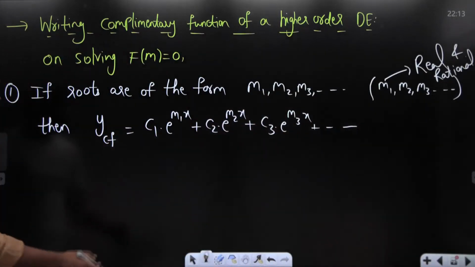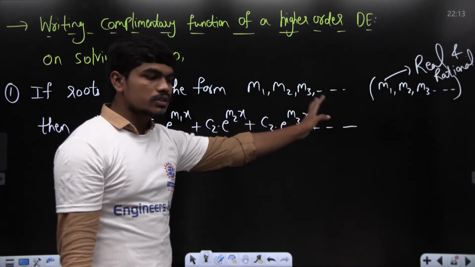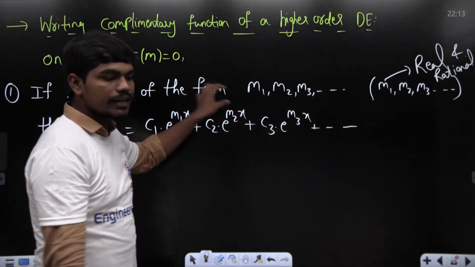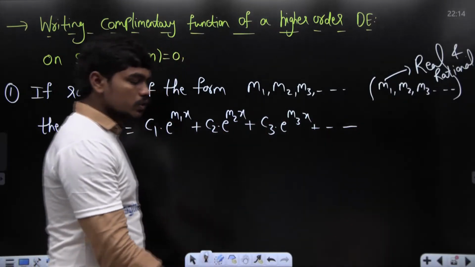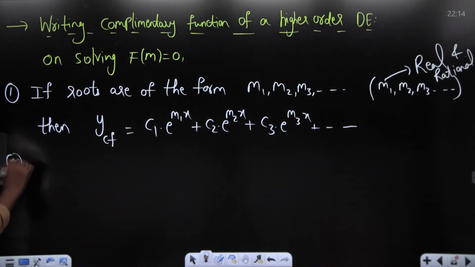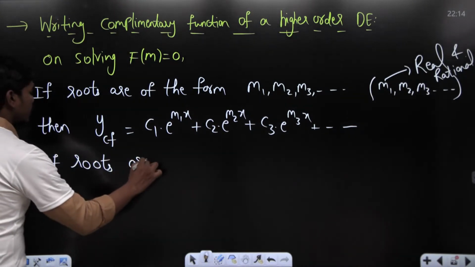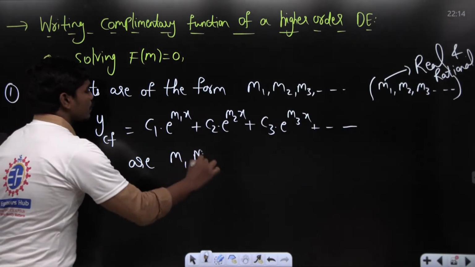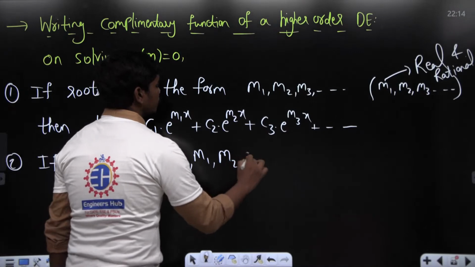So this is the way. Now sometimes there could be a possible chance that out of all these n roots, suppose this is a polynomial of nth degree, there can be a chance that 2 roots will be the same, correct? So if the roots are m1, let us suppose this m1 is repeated one more time, and then m2, m3 and so on.